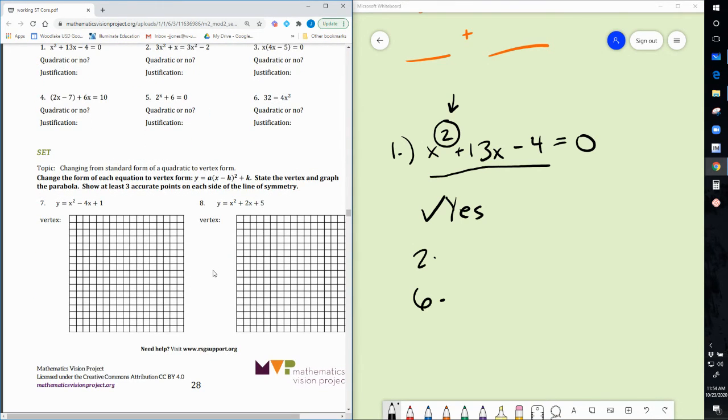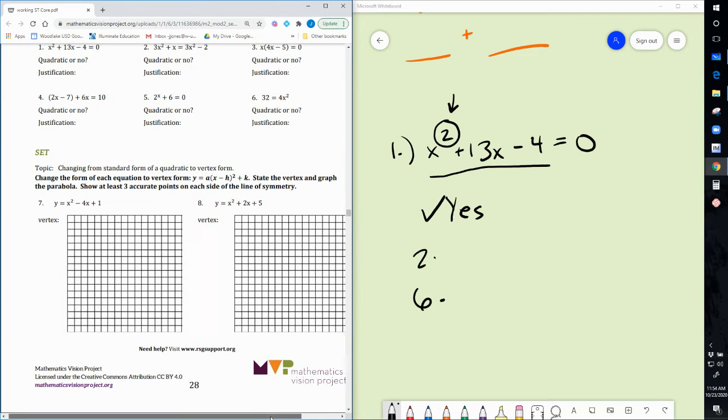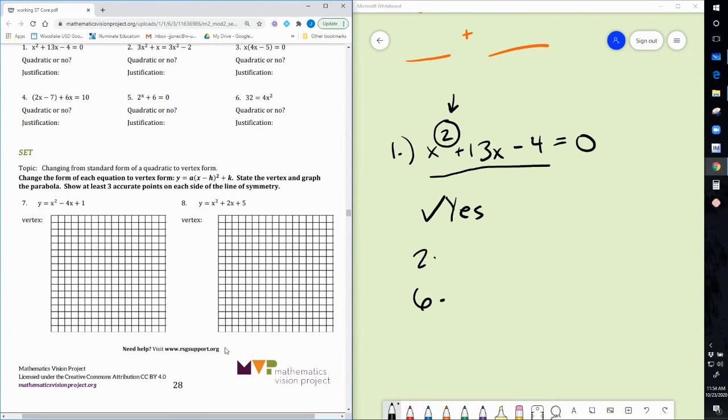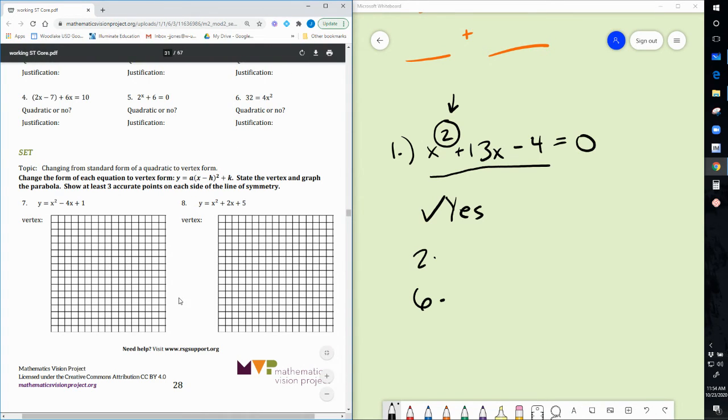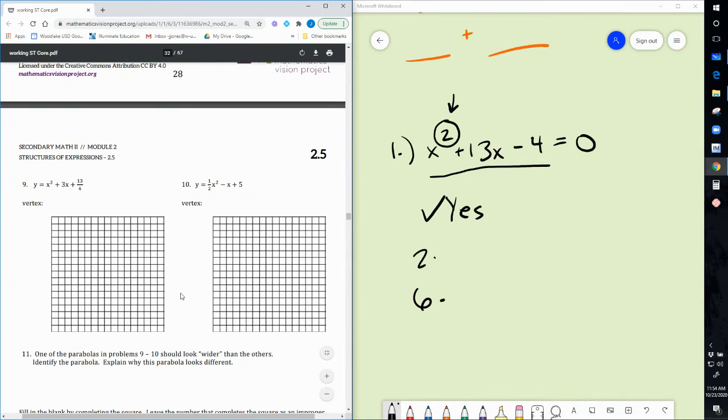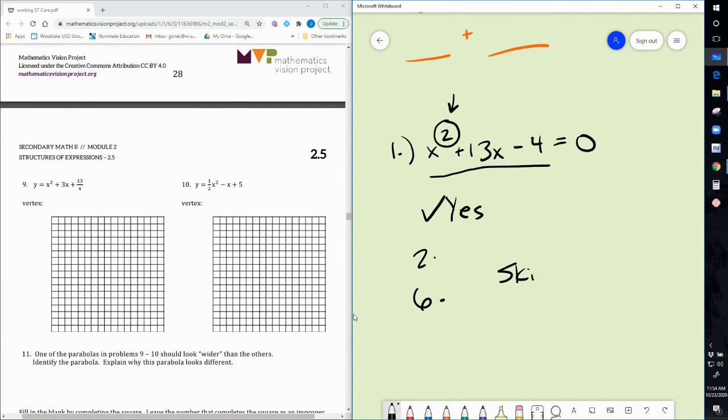All right, these next ones just say, hey, graph these. Okay, so use the skills you have to graph them, find the vertex, put them in vertex form. So 7, 8, 9, and 10, you have all the skills. They're in standard form. Go ahead and skip number 9, because it's still going to give you a bunch of trouble with that fraction. So skip number 9, no problem. But those ones you should be able to do.